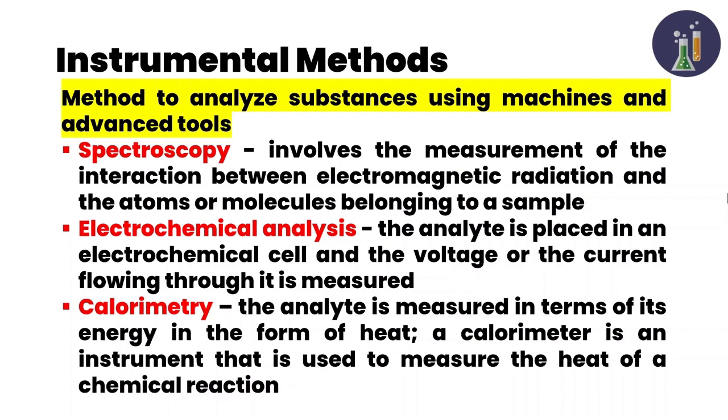Example, spectroscopy. This involves the spectroscope. It measures the interaction between electromagnetic radiation, example light, and the atoms or molecules belonging to a sample. Next one is electrochemical analysis. This is where the analyte is placed in an electrochemical cell and the voltage or the current flowing through it is measured. Then lastly, calorimetry. The analyte is measured in terms of its energy in the form of heat. A calorimeter is an instrument that is used to measure the heat of a chemical reaction.